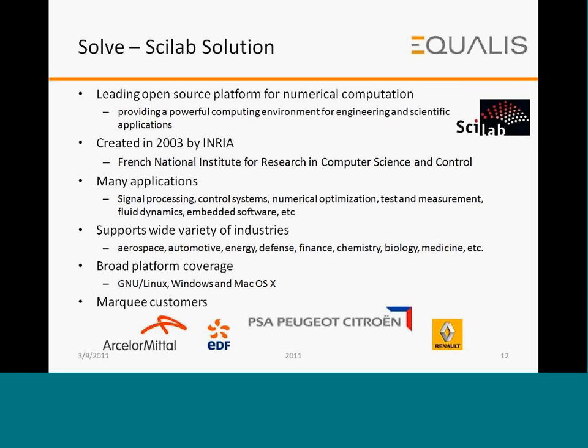A brief overview of Scilab. It's a leading open source platform for numerical computation and provides a very powerful computing environment for engineering and scientific applications. It was created in 2003 by INRIA, but the history of Scilab's development goes back to 91. INRIA is the French National Institute for Research in Computer Science and Control, and there are many applications of Scilab, right from signal processing, control systems, numerical optimization, test and measurement, fluid dynamics, to embedded software. It supports a wide variety of industries, including automotive, aerospace, energy, defense, finance, chemistry, biology, medicine, and many other areas.